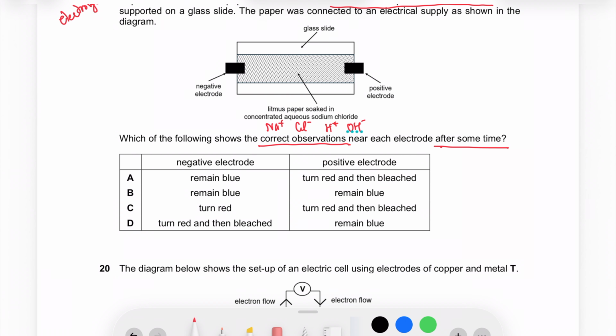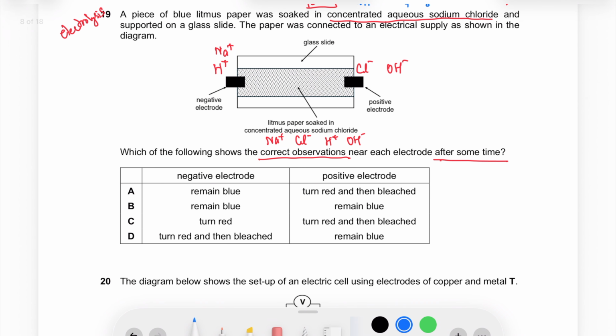Since this is positive, the negative ions will be attracted towards here, Cl minus and OH minus, and this one will be H plus and Na plus. All right. So electrolysis. Which one will be discharged? Which one is lower in the reactivity series? So hydrogen will be coming out. Okay, it's lower. And then at the positive electrode, because it is concentrated, chloride ions will be discharged.